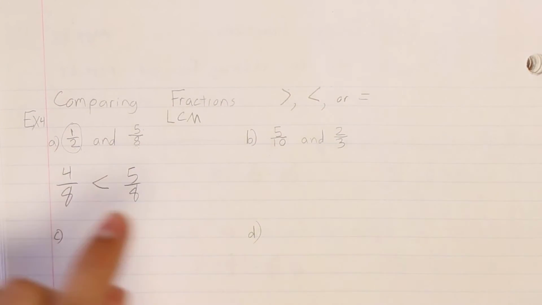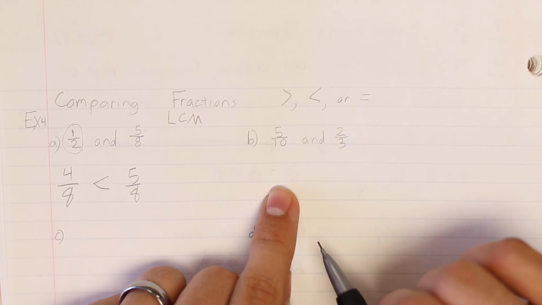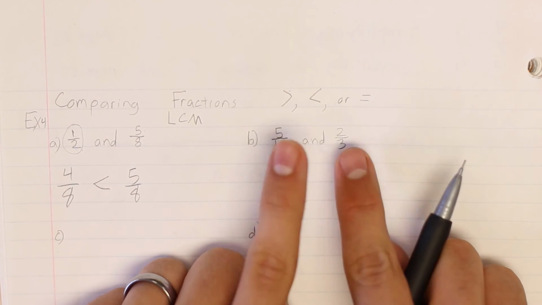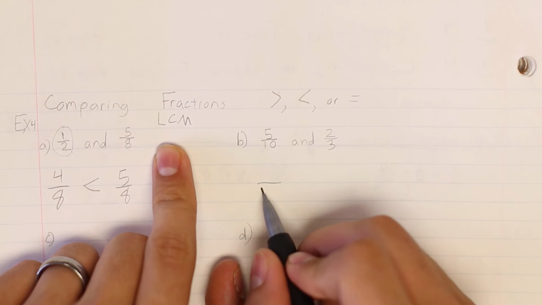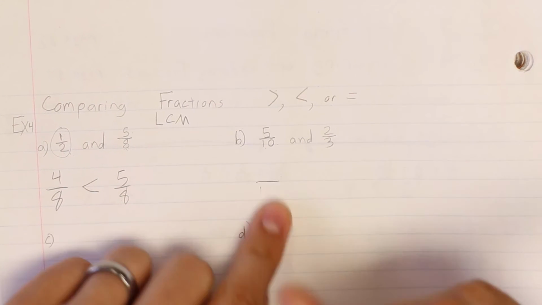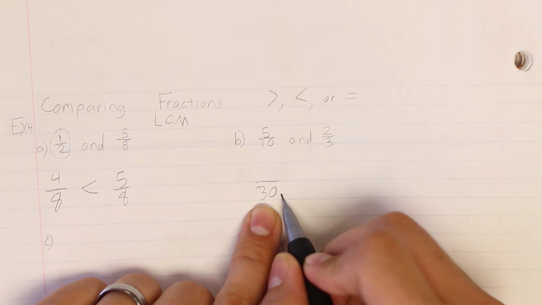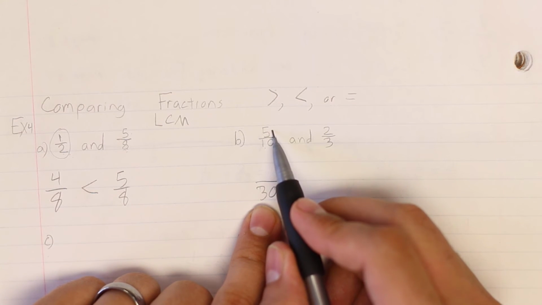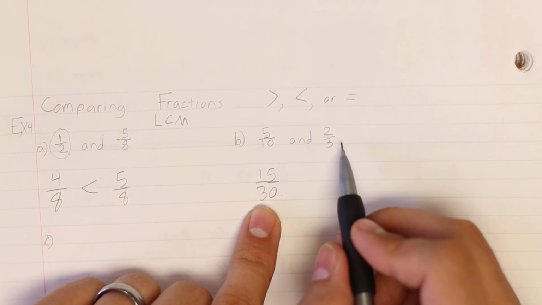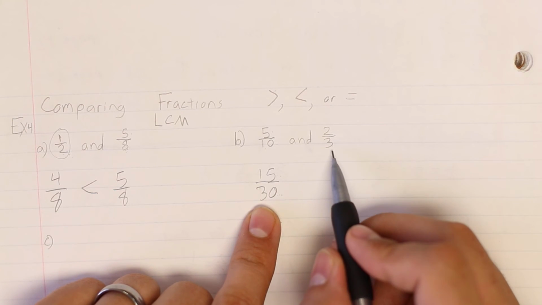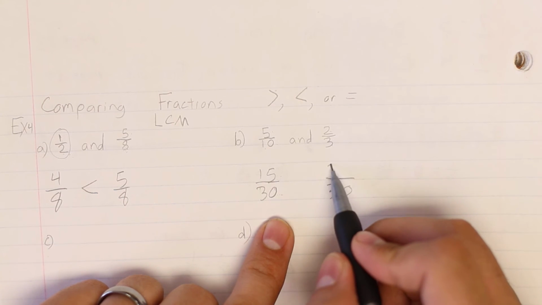Next, over here, we have 5 over 10 and 2 over 3. What's the common multiple of 10 and 3? That would be 30. What do I have to multiply 10 by to get 30? 3. If I multiply the bottom by 3 to change that to a 30, I need to multiply the top by 3, which would get me 15. Over here, I'd multiply the 3 by 10 to get 30. Since I multiplied the bottom by 10, I multiply the top by 10 to get 20.